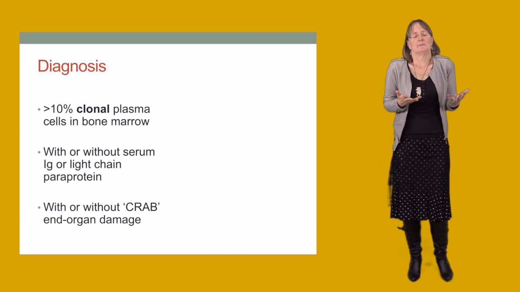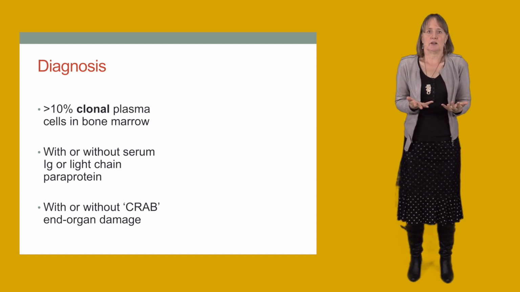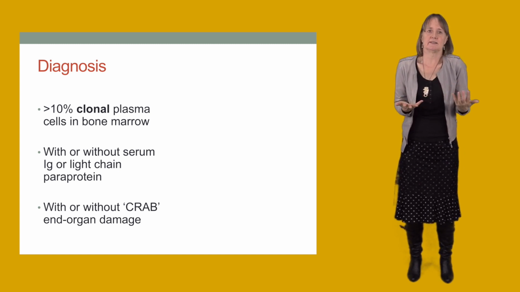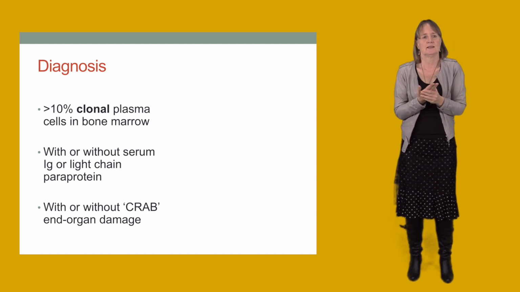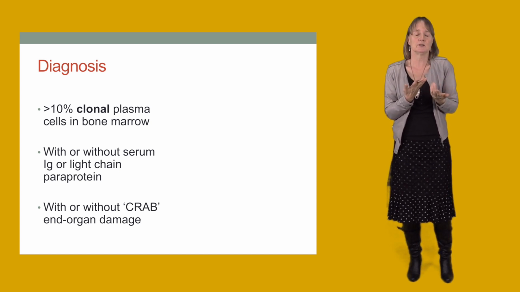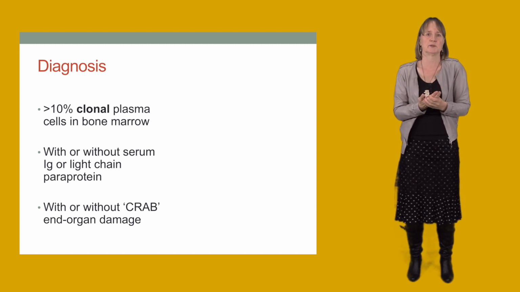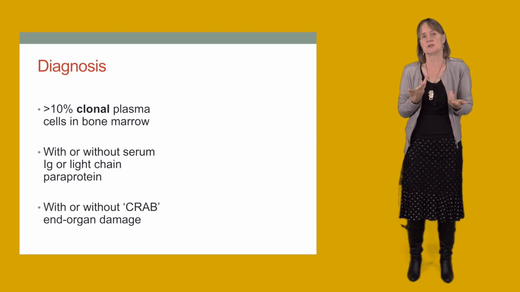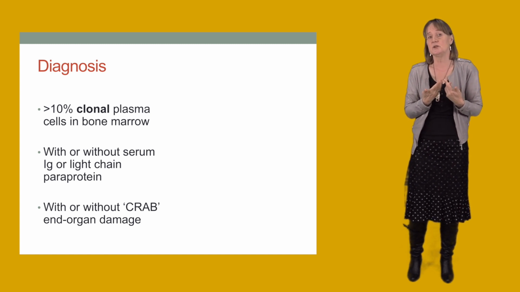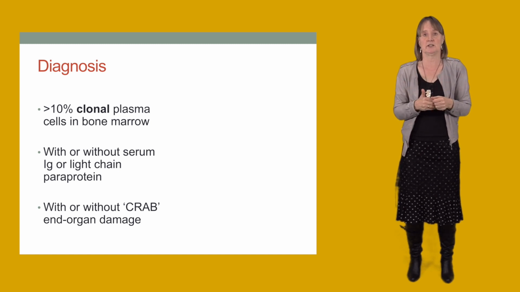So we've got a patient that we think might have myeloma. How are we going to diagnose it? And we need to show that there are more than 10% of the nucleated cells within the bone marrow that are clonal plasma cells. We don't necessarily need to have a paraprotein. Most myelomas will have a paraprotein, but it is possible to have a non-secretory myeloma, so just clonal plasma cells in the bone marrow. And it is necessary to show that they are clonal because you can have quite high levels of plasma cells in the bone marrow as a reactive change.